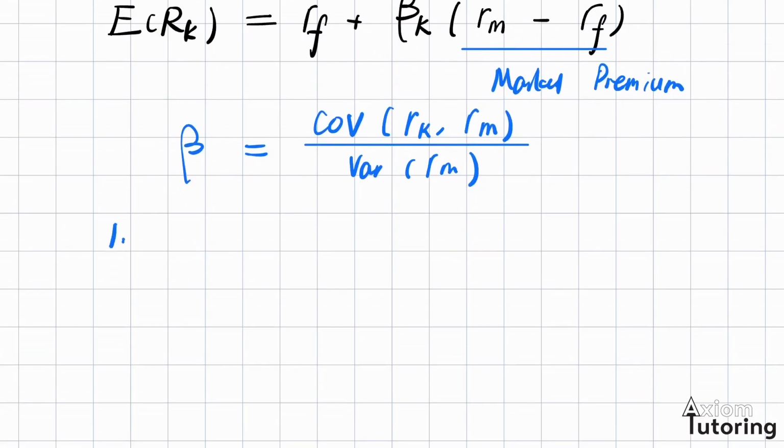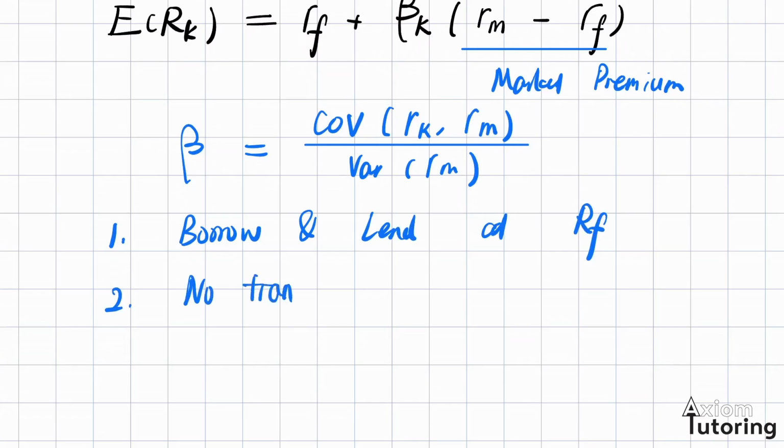The first one is that we can borrow and lend at the same risk-free rate, which is the same as in the capital allocation line, right? Remember, from our efficient frontier, we can always borrow and lend at the same risk-free rate. And then there are no transaction costs or taxes.